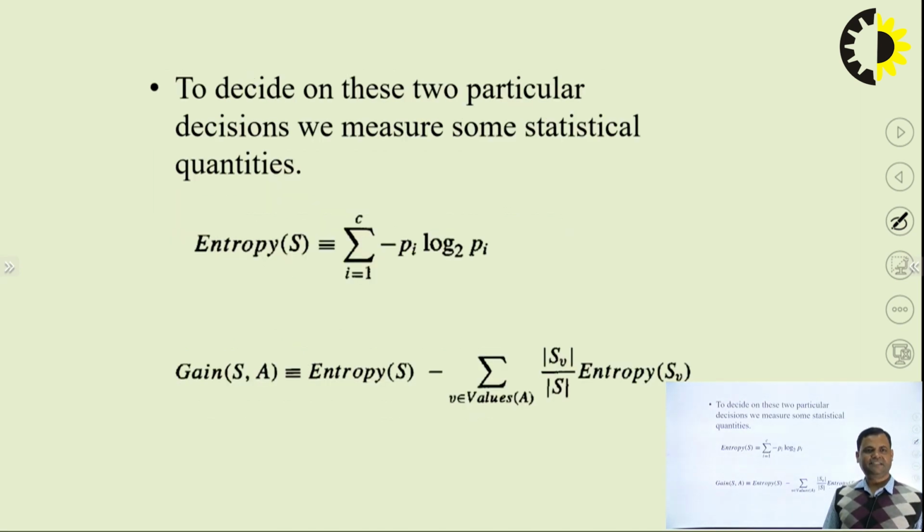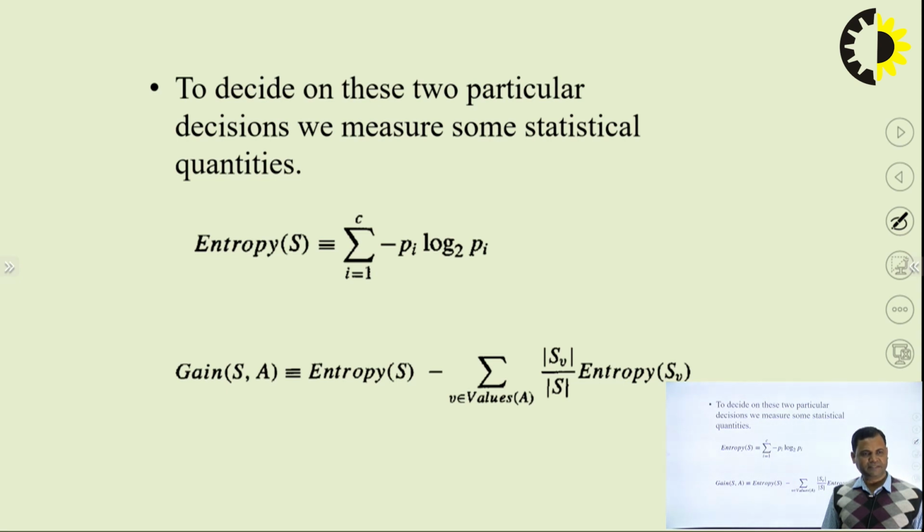To decide on these two points, we measure a statistical quantity defined as gain. In order to calculate the gain, we first need to calculate the entropy of the data sets. Entropy is defined as the summation for i equal to 1 to n of minus p_i log p_i to base 2.